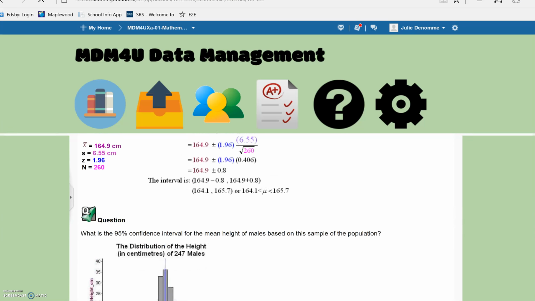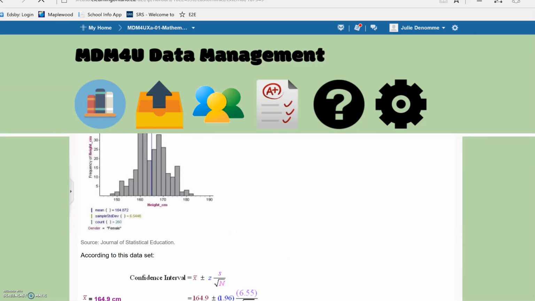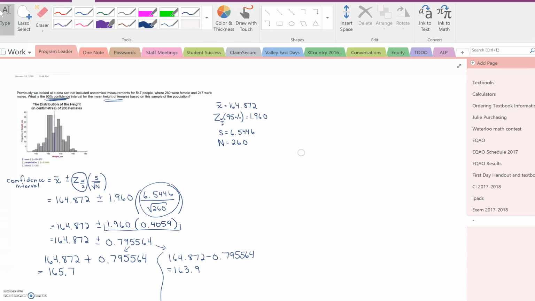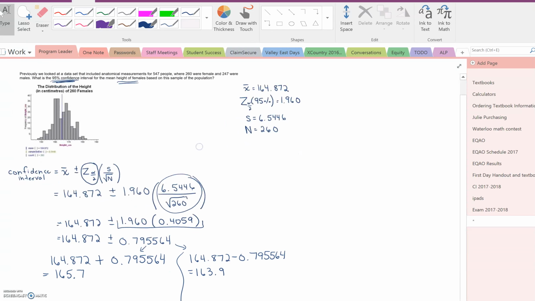But what that means is that for these women, if I just go back up to the question, this company can be confident that if they have the height of females between 163.9 and 165.7, that this sample is good. So they have to take a sample that's between these 2 values. Does that make sense?